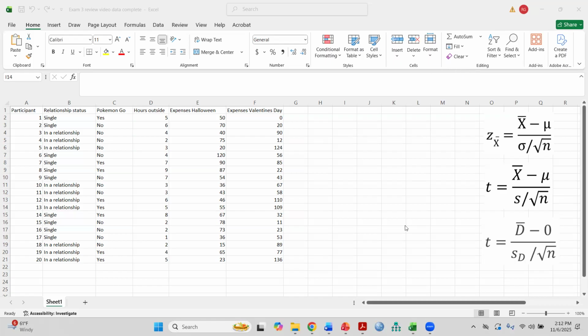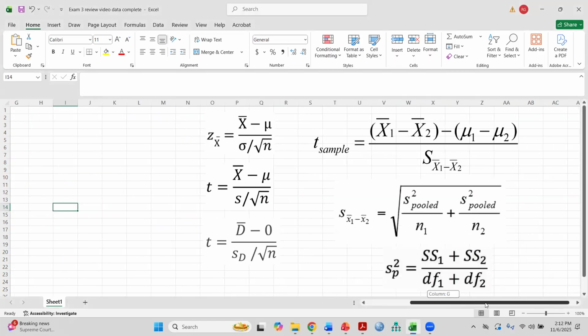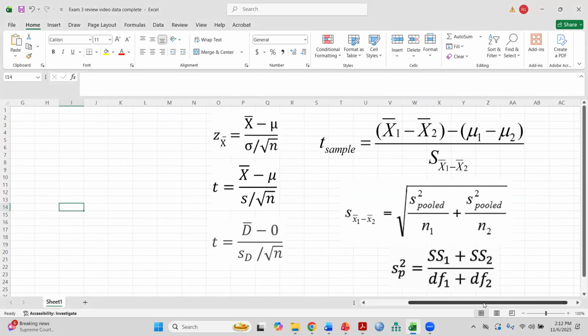Okay. What I've got over here on the right-hand side are all of the different kinds of equations that we're going to need to answer some questions about the data. So you can see up here, this is going to be our equation for a one sample z-test, where you have the sample mean minus the population mean over the standard error, which is the standard deviation of the population over the square root of the sample size.